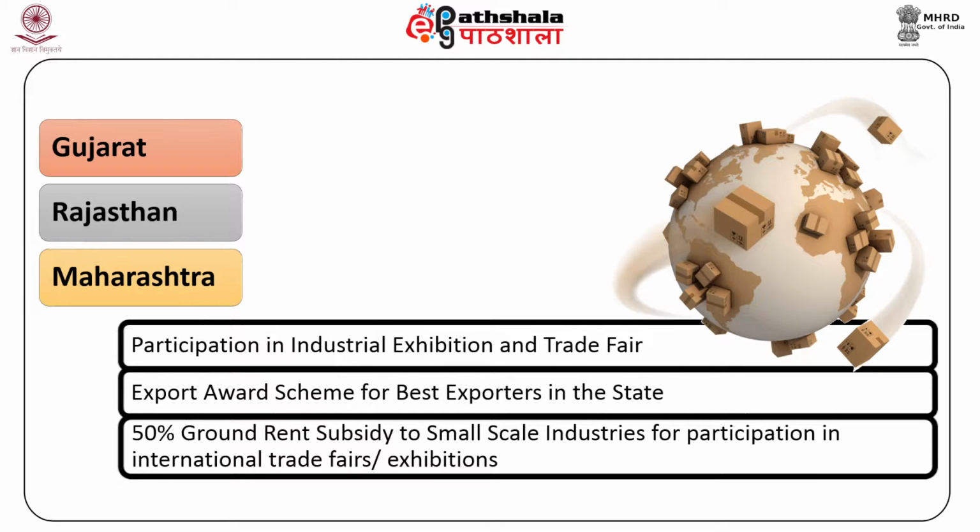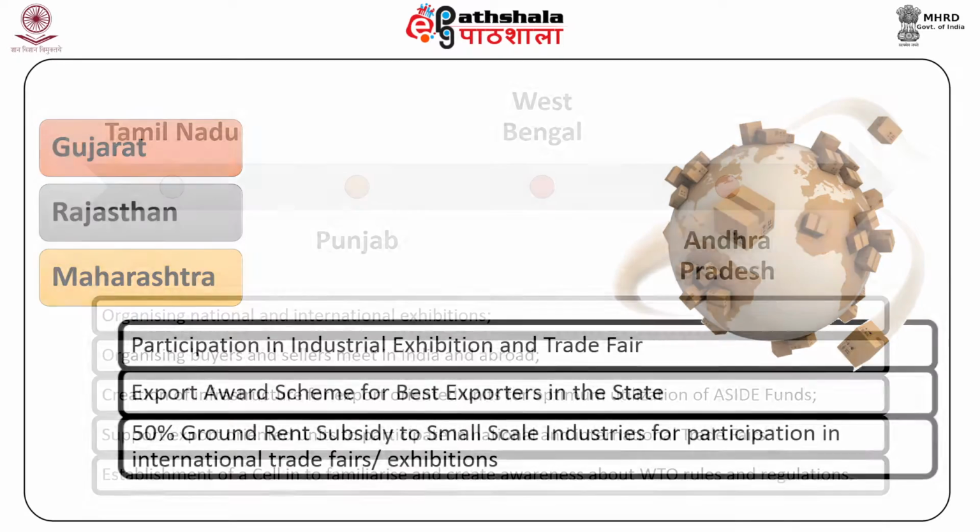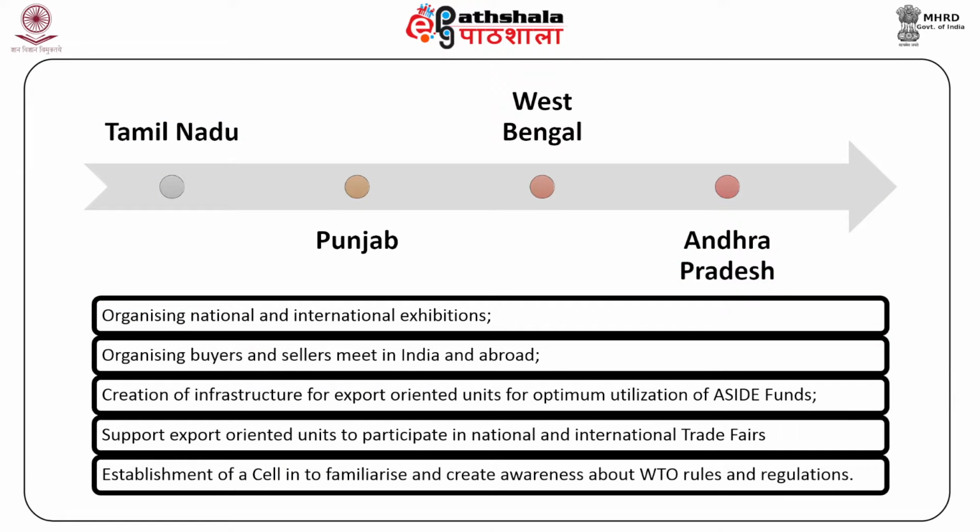Schemes for export promotion are participation in industrial exhibitions and trade fairs, an export award scheme for best exporters in the state, and a 50% ground rent subsidy to small scale industries for participation in international trade fairs or exhibitions. Tamil Nadu. Export promotion is a vital area and has received the attention of the government.